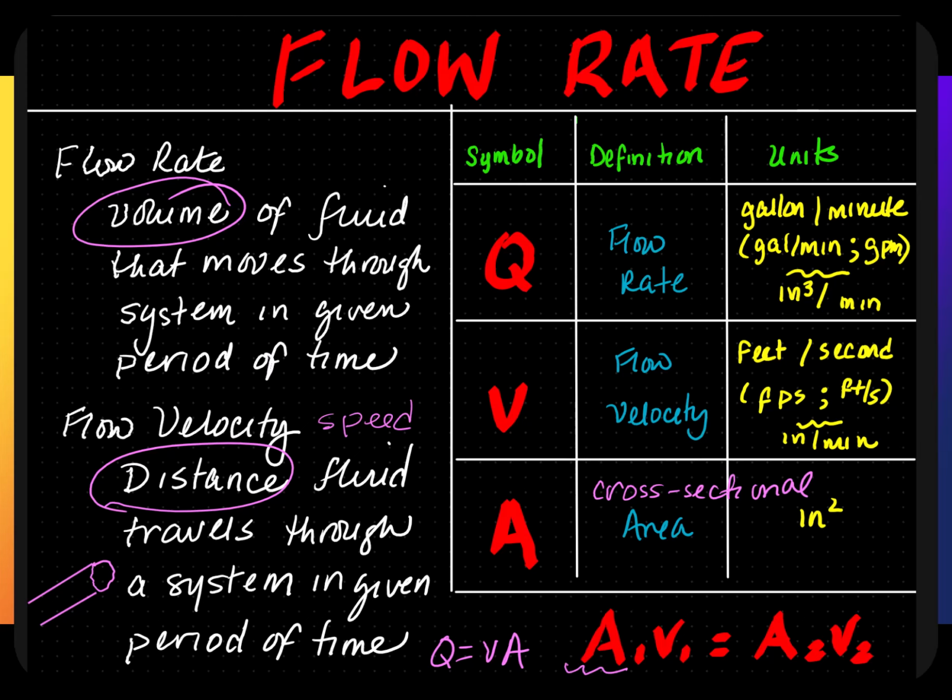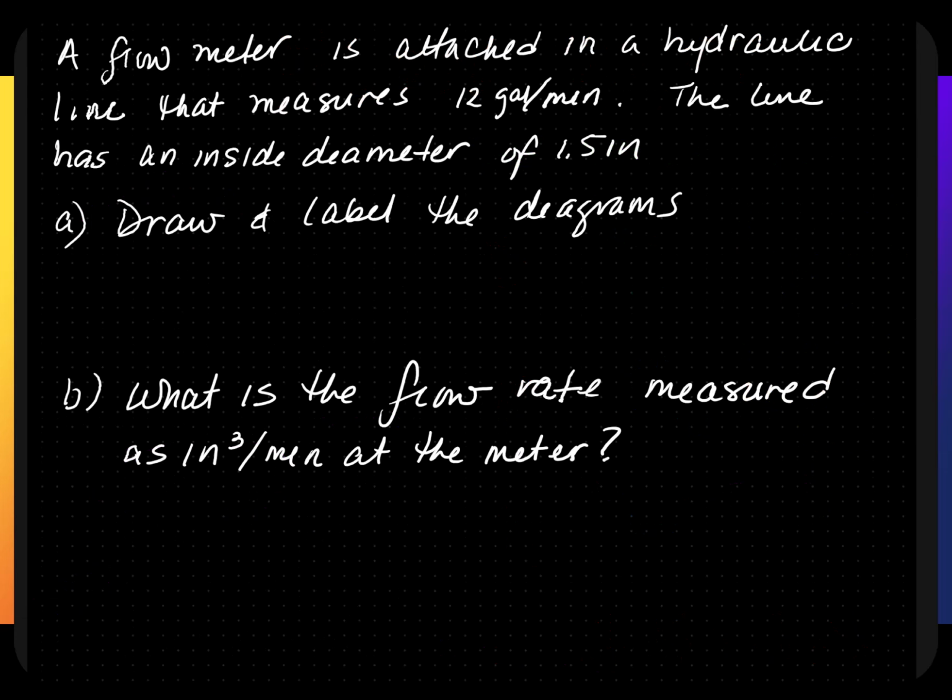If I close even more, it comes out even faster. If I open it back up, the water flow is much lower. So flow rate is a constant in a system. You could change its flow velocity by changing the cross-sectional area. They are inversely related. Pause the video and try this problem on your own and then check your answer.